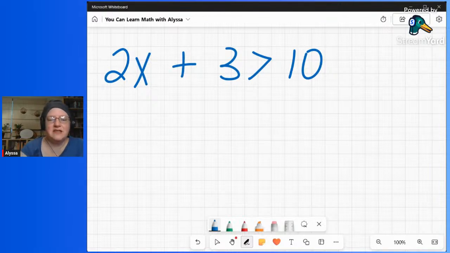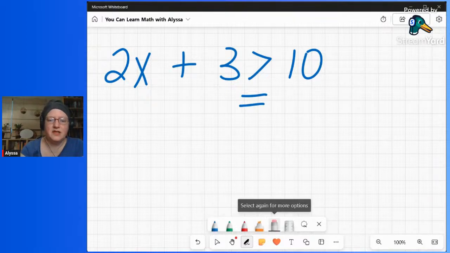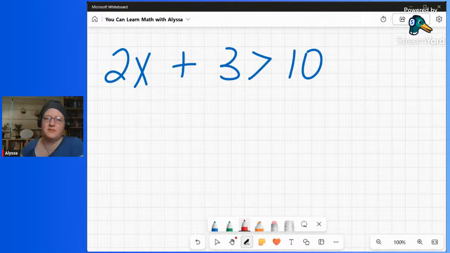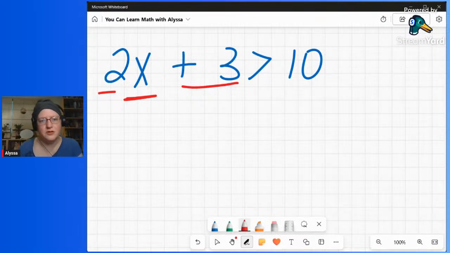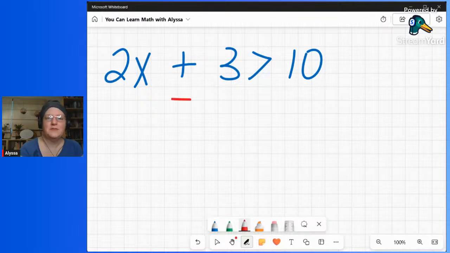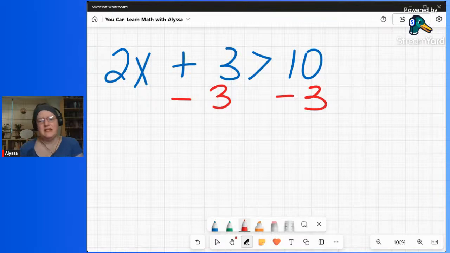You're going to solve this almost identically to if it were an equals, if it were 2x plus 3 equals 10. There's one little thing you have to be wary of, which I'll get to in a second. So here, 2x plus 3 is greater than 10. We always want to undo what's been done. So we've got our x here. What's been done to x? It's been multiplied by 2, and then 3 got added. So we undo that in reverse order. First we're going to undo that adding 3. Do the opposite of that, subtracting 3. And we do it to both sides to keep things fair and balanced.